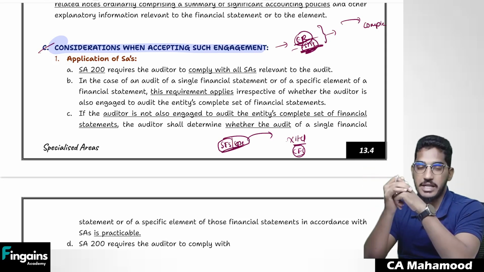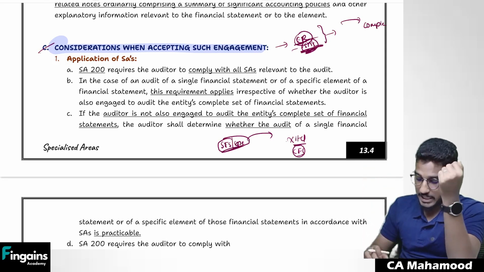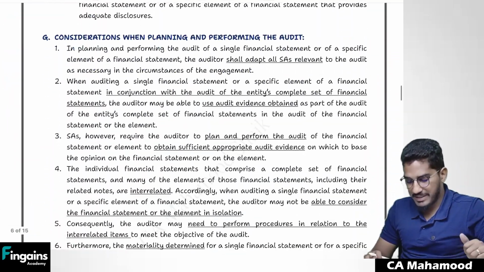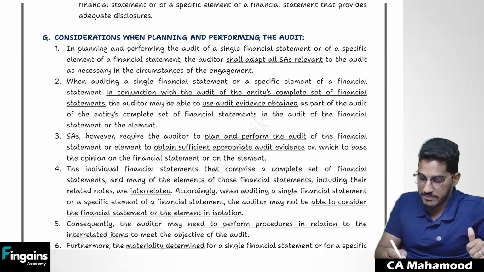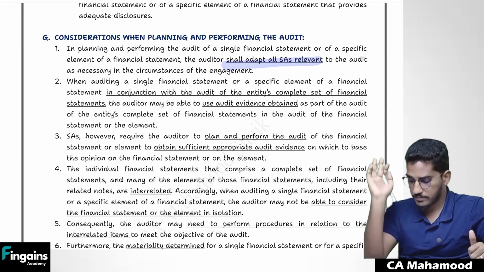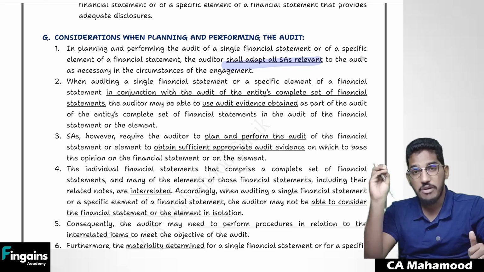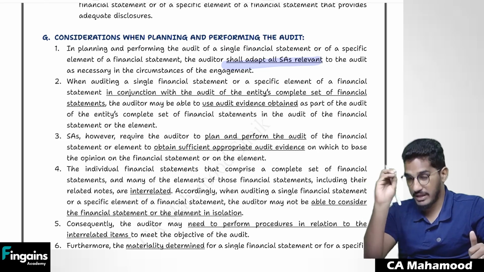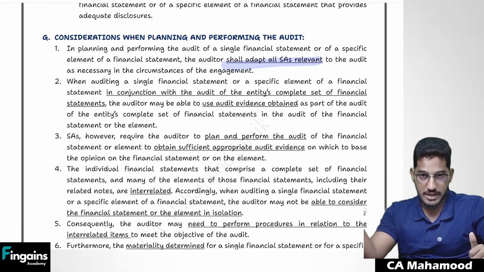If you have accepted this engagement, now while actually planning and performing the audit, what things will you try to keep in mind? Here also the content will be the same as SA 800, whatever we have seen. To the extent possible, we have to comply with all the standards on audit. To the extent possible, we should comply with all the standards unless the condition is not applicable, unless the SA is irrelevant. You have to comply with all the standards on audit.